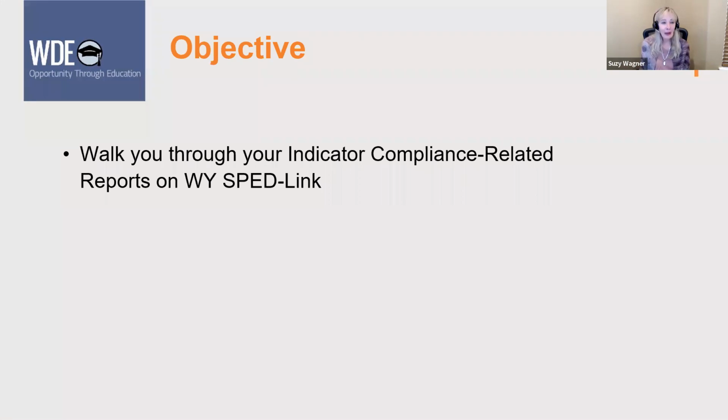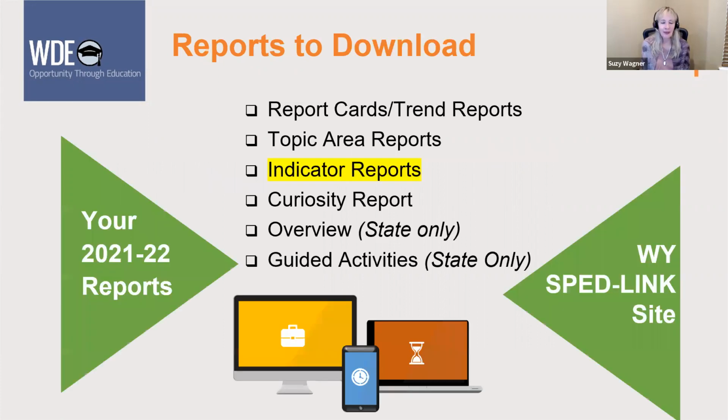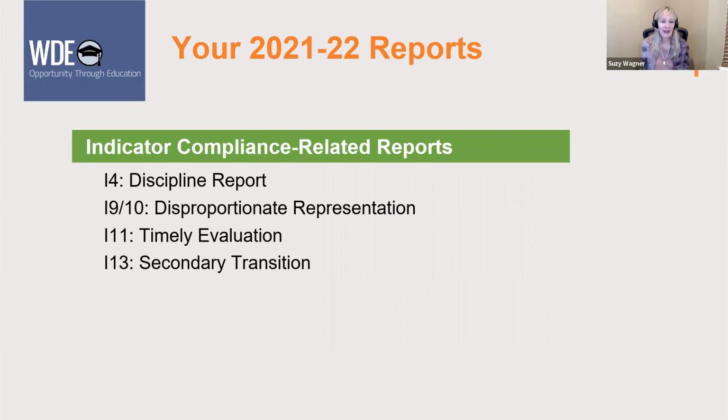So in this video, I'll be walking you through your indicator compliance related reports on the Wyoming SpedLink site. This report is just one set of many reports that are available to you on the SpedLink. Specifically, the indicator compliance related report goes over 5 indicators: indicator 4, 9, 10, 11, and 13.